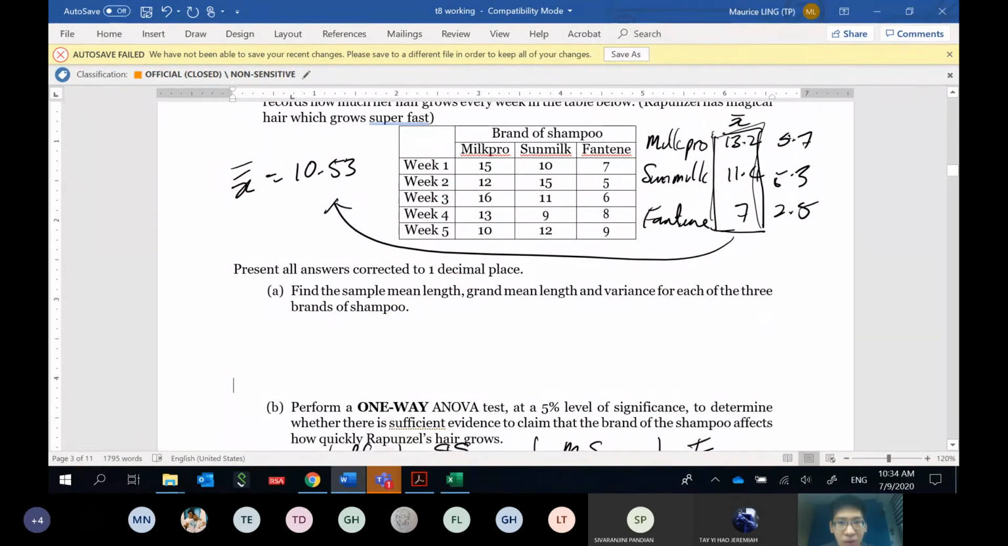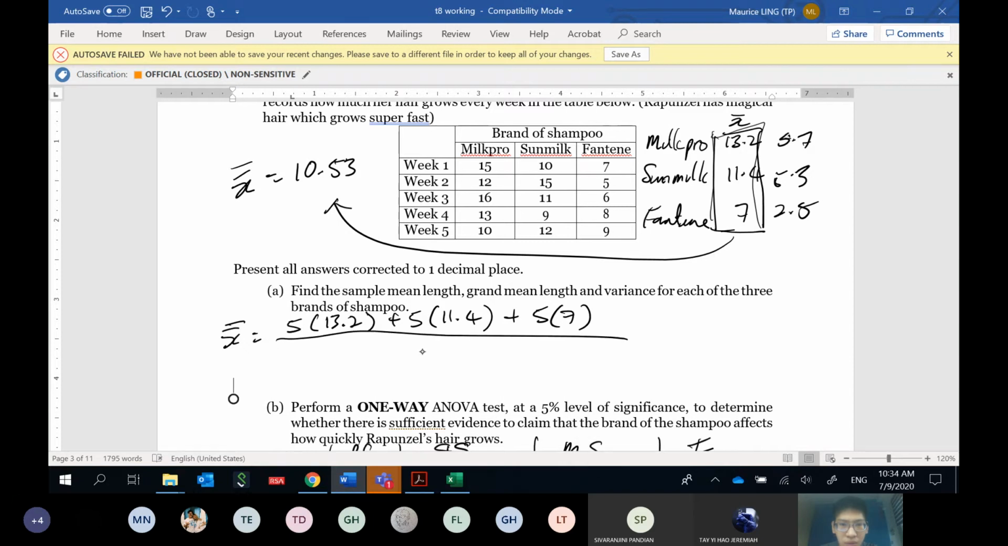Yes. So in this case, for the grand mean I will use 5, since there are 5. So 5 times 13.2 plus 5 times 11.4 plus 5 times 7, and I divide by 1, 2, 3, all together 15. Isn't it mathematically equal to 5 times 13.2 plus 11.4 plus 7 over 15? Yes, sir. I just divide this over 3. Isn't that equivalent to taking the average of these 3?